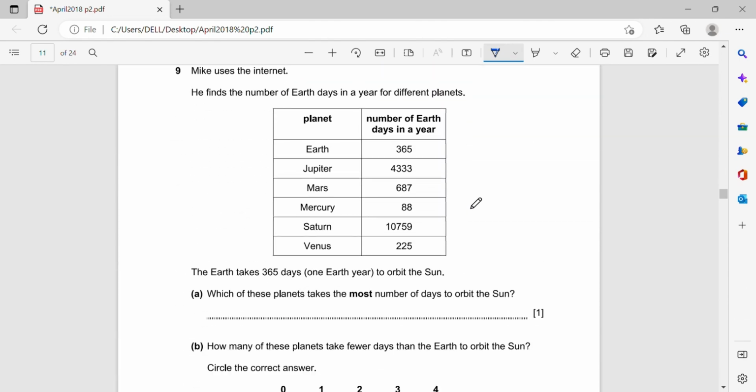Question 9. Mike uses the internet. He finds the number of Earth days in a year for different planets. I have different planets and the number of Earth days in a year. The Earth takes 365 days, so that is one Earth year to orbit the Sun. Okay, we know that. Which of these planets takes the most number of days to orbit the Sun? Here, what's the highest value? Let's look at the values. Great. So what is it? Saturn.